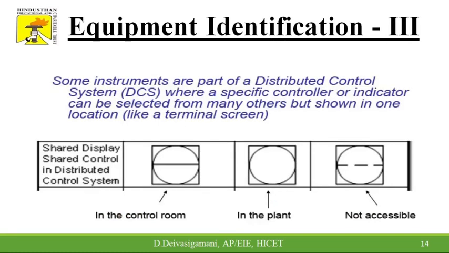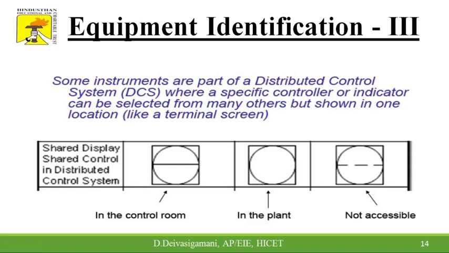And this is mainly used for shared display options in DCS, distributed control systems. Of course, in DCS, all the information from sensors and transmitters can be shared via servers in order to act as a master controller. DCS can be represented with the help of squares and circles. So this is the representation of DCS, squares and circles, with the help of shared display options.